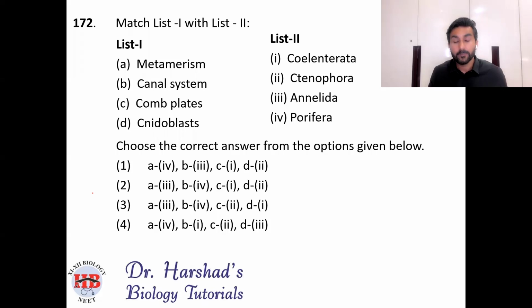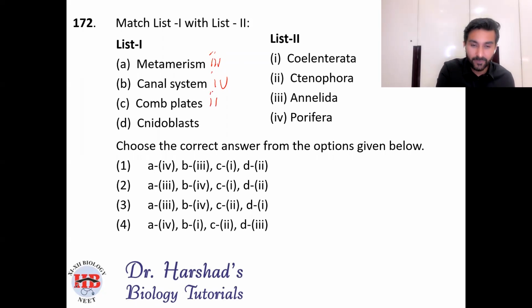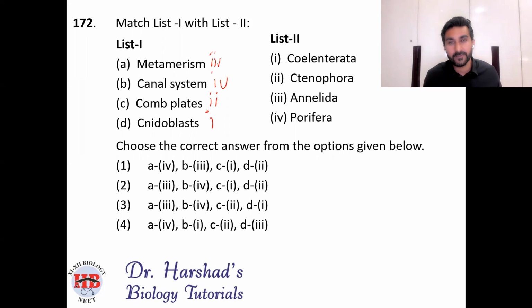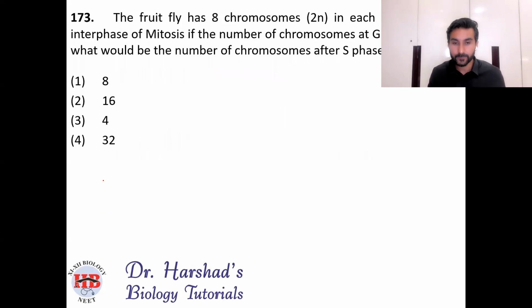The next question. Metamerism is continuous segmentation, or rather true segmentation, which is a feature of Annelida. Canal system is a feature you see in Porifera. Comb plates are ciliated plates, rows of cilia found in Ctenophora. Cnidoblasts are stinging cells found in Coelenterata. That's why Coelenterata are also called Cnidaria. So you have A3, B4, C2, D1. A3, B4, C2, D1 is option number 3. So that's our correct answer.